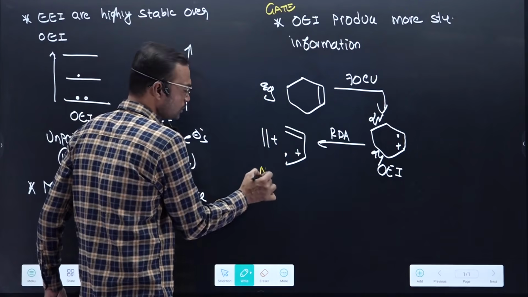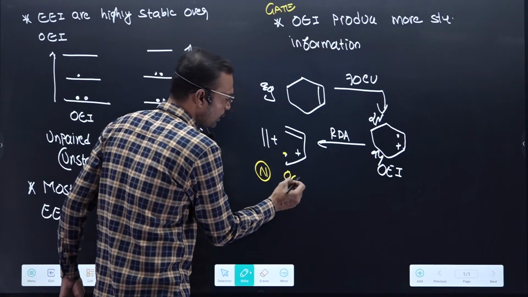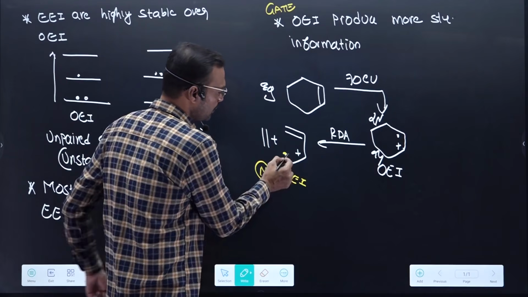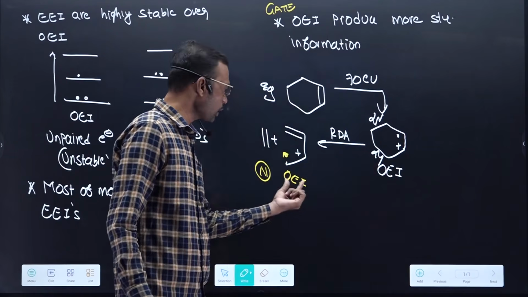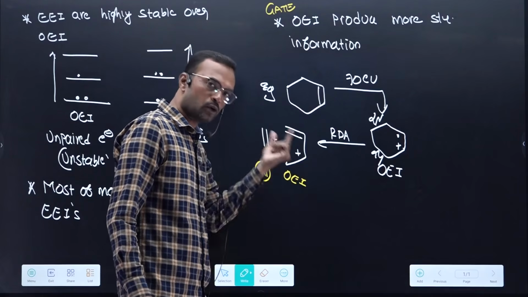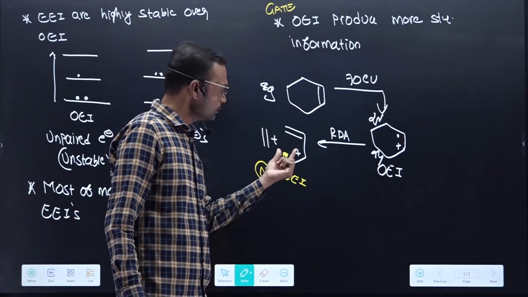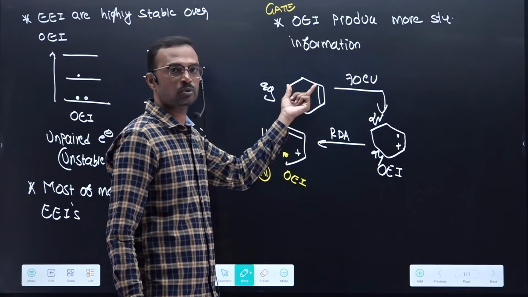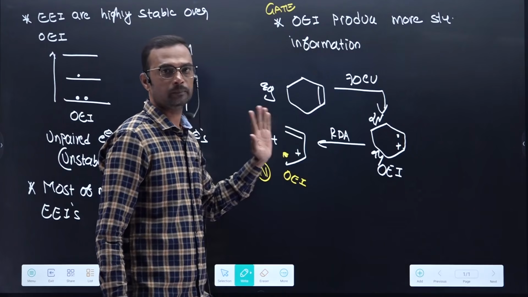Forget about this. This is neutral. Then what about this one? This is one more odd electron ion. One independent electron is there. When you get any odd electron ion, you will get one more fragment. That fragment is unstable. It will undergo further fragmentation. That further fragmentation is responsible for giving more information about the structure. So that is the advantage of getting an odd electron ion.